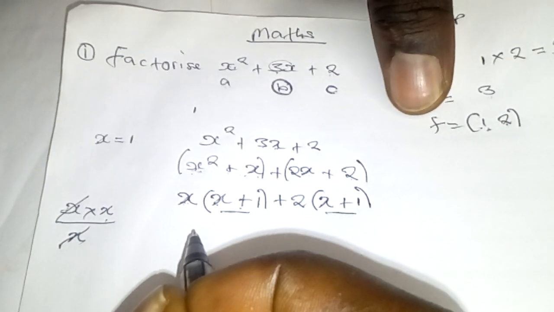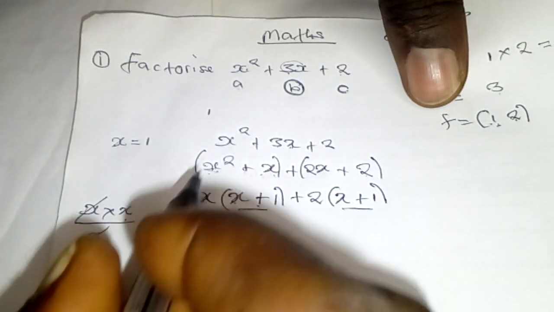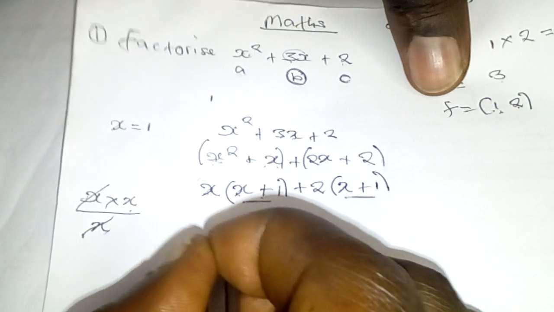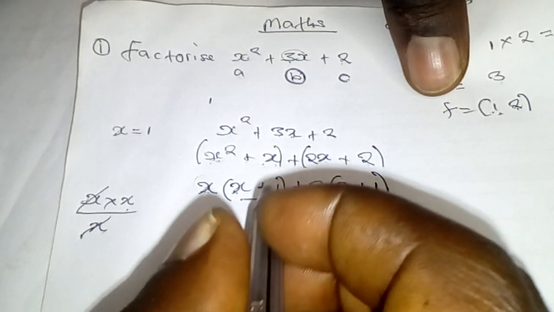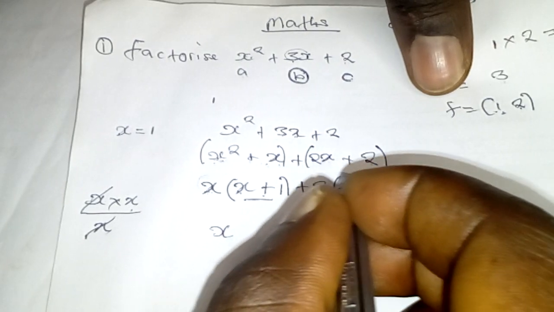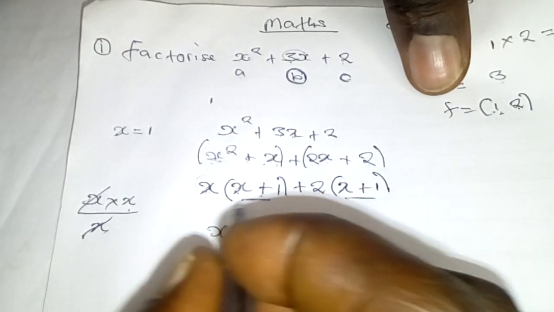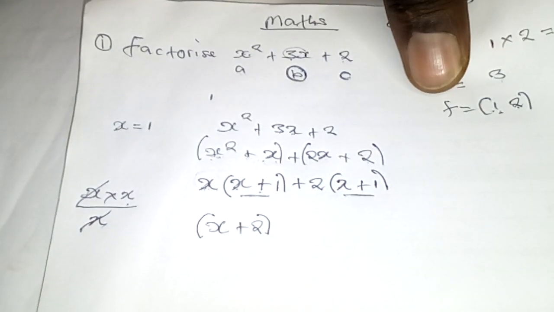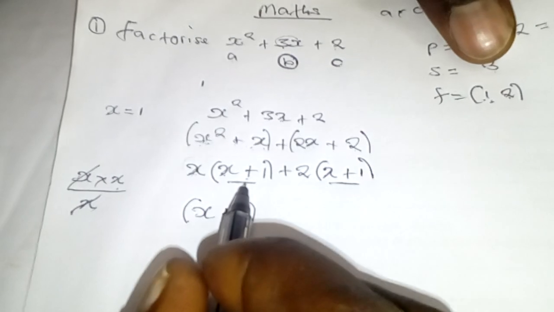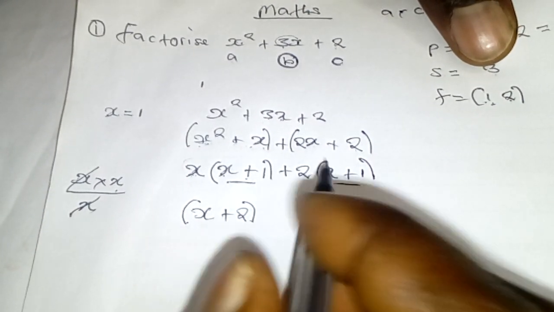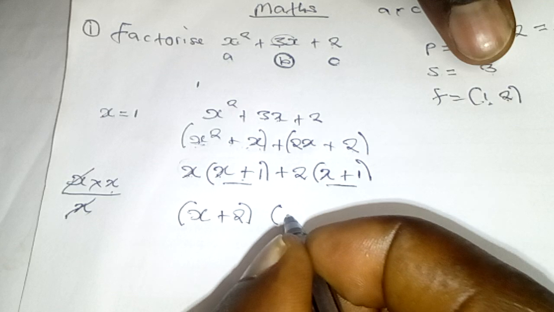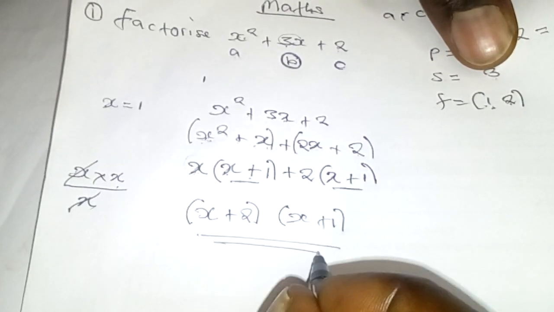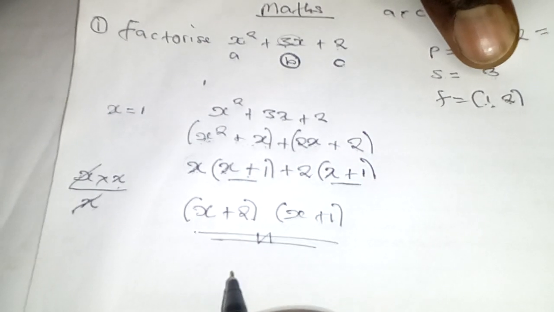Now we are going to write the final answer. How do we write the final answer? From this part we are going to get the value that is outside the brackets. Here it is x, we are going to write x. Then also from this part we are going to write the value which is outside the brackets, and here it is a positive 2, and we put them in brackets just like that. Also we have the values inside the brackets. Between the two we are going just to get one of them, which is x plus 1, and we close in the brackets. So this is our final answer.